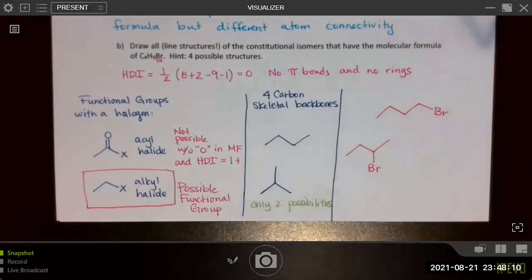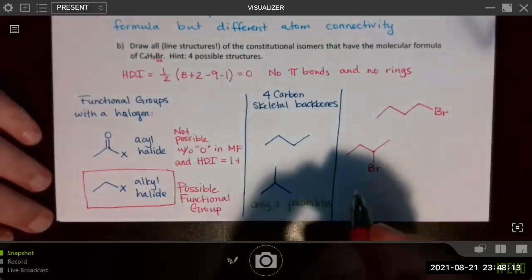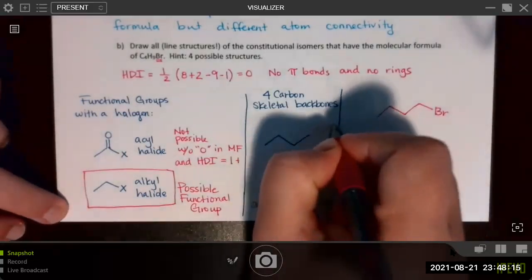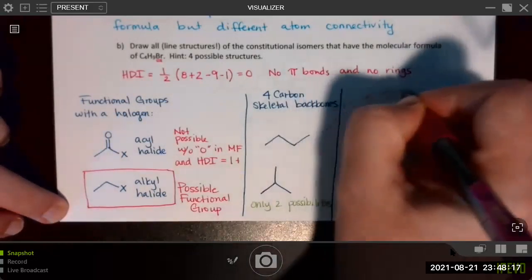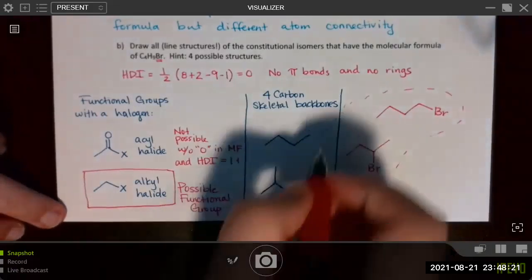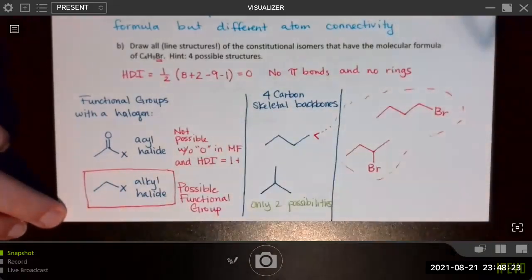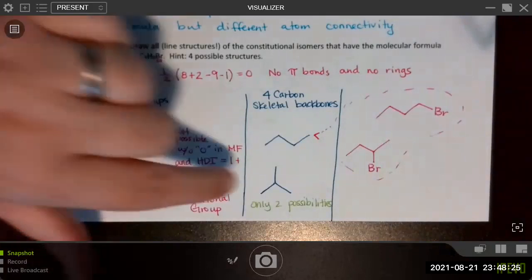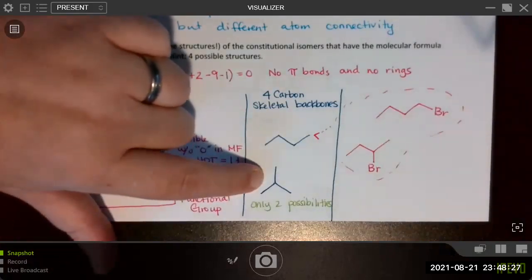So we'll call it the net here for this particular skeletal backbone. All right, so what about the other skeletal backbone? Where can we put the bromine?